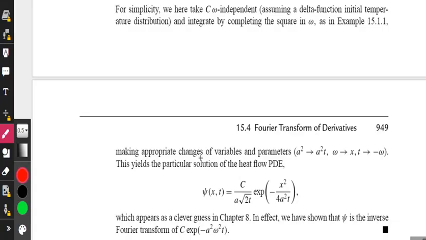So in the last step we have made an appropriate change of variables and parameters. A square is changed to a square t, omega changed to x, t to minus omega, and this yields a particular solution of the heat flow partial differential equation: psi of x, t is equal to c by a root 2t, exponential minus x square by 4a square t.